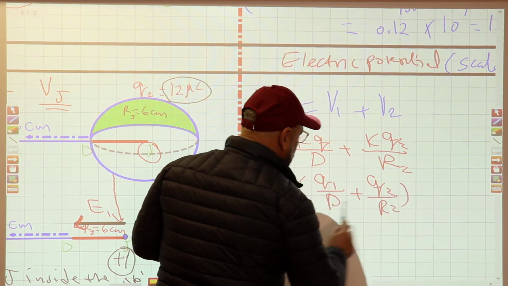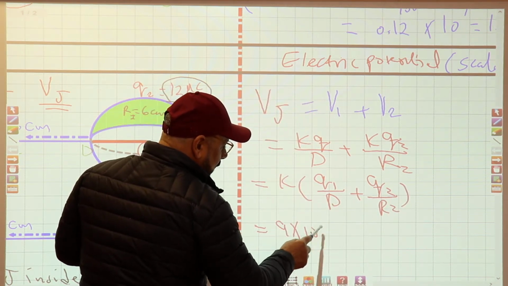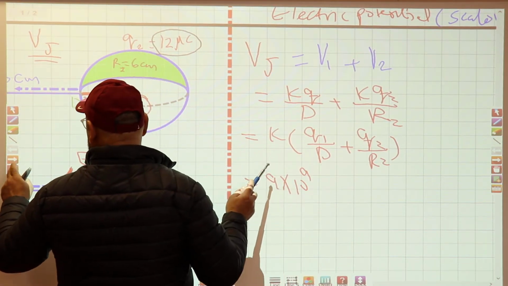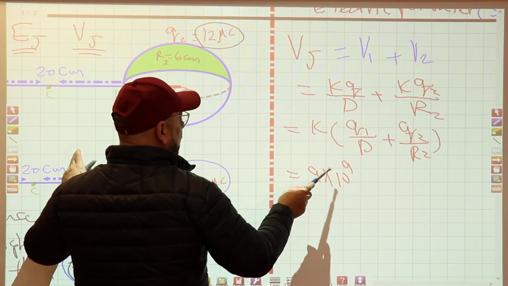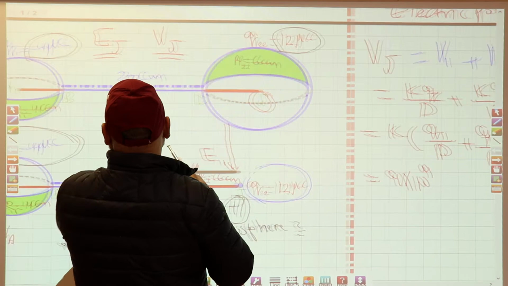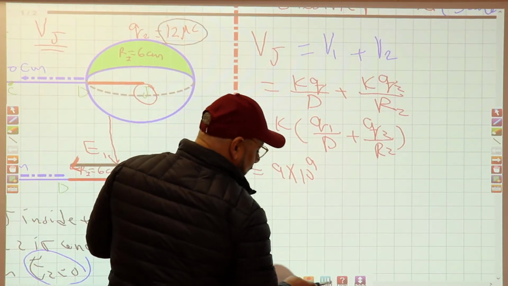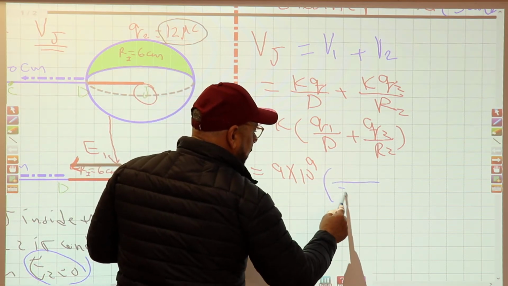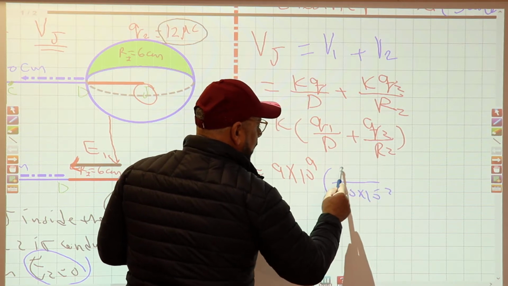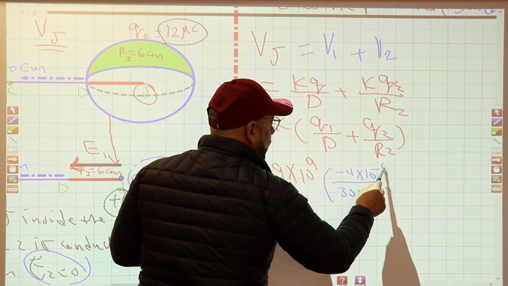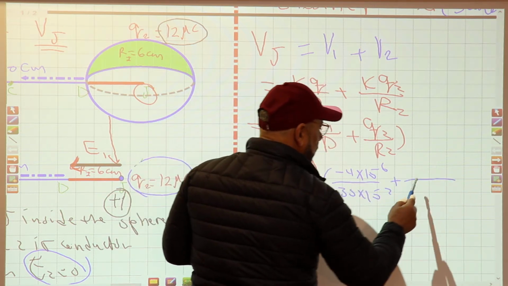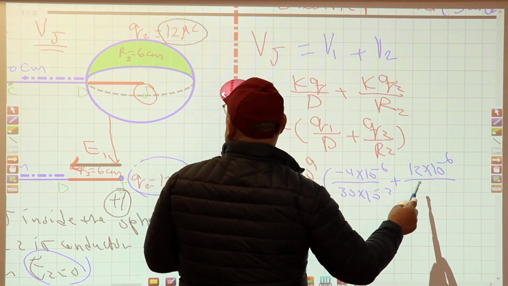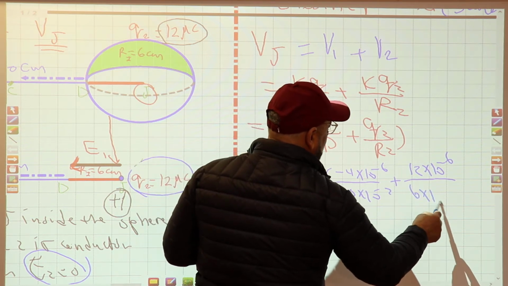Which is 9 times 10 to the 9. Something you have to see: when I plug in my numbers, Q1 is negative, so I use it negative, and Q2 is positive. So negative 4 times 10 to the negative 6 over 30 times 10 to the negative 2, plus Q2, 12 times 10 to the negative 6, over 6 centimeters, 6 times 10 to the negative 2.